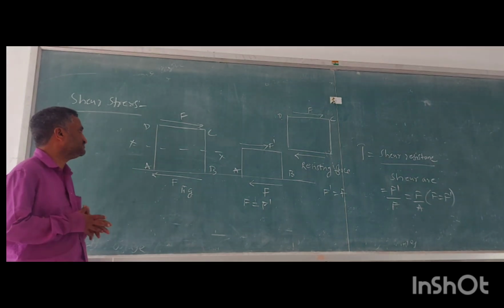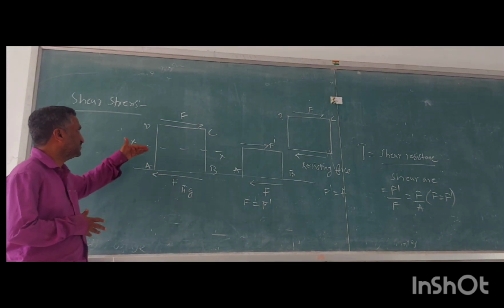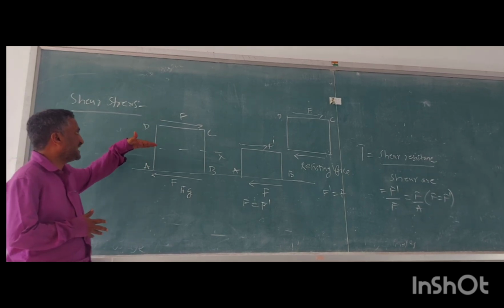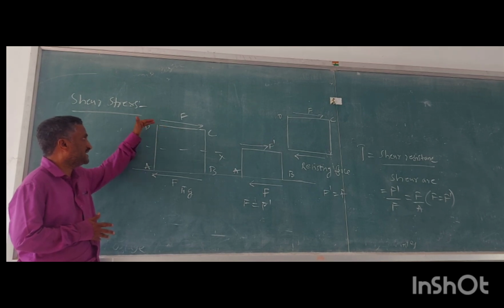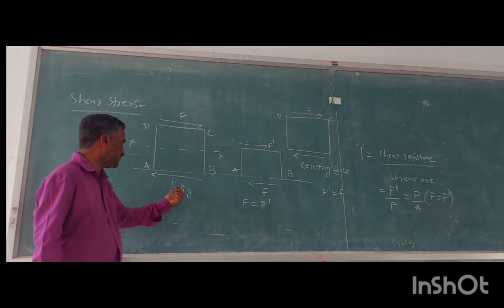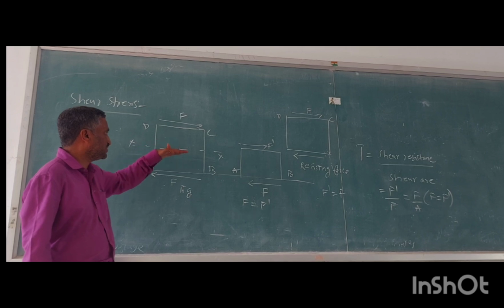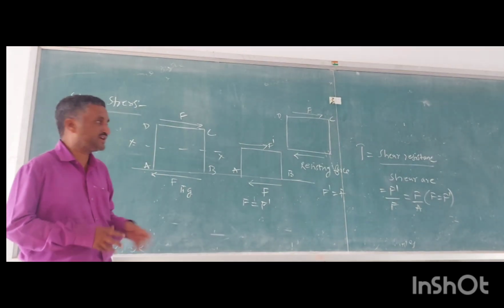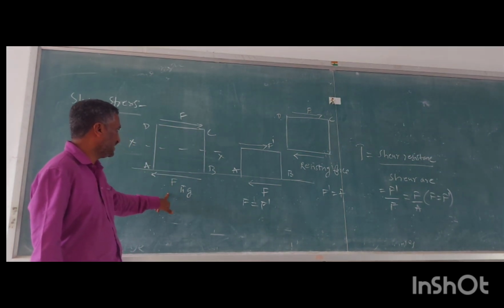If you look at the picture, there is a rectangular body A, B, C, D, where shear stress will be acting. Two equal and opposite forces act tangentially across the section. You can see one force F acting tangentially along the surface, and at the bottom side there is an applied force F. These two act exactly opposite to each other. Then they will offer a shear stress, and the shear resistance will be at the bottom side, F.